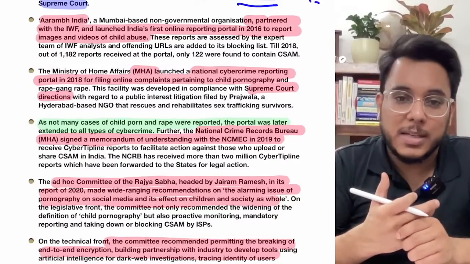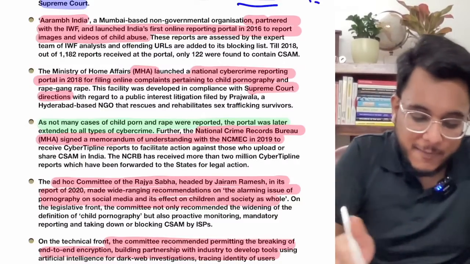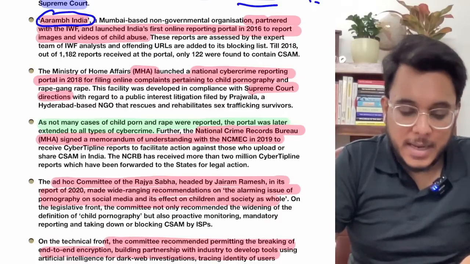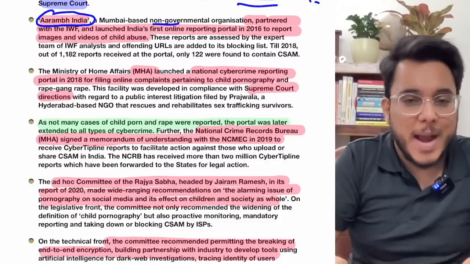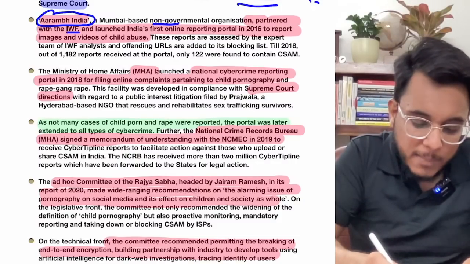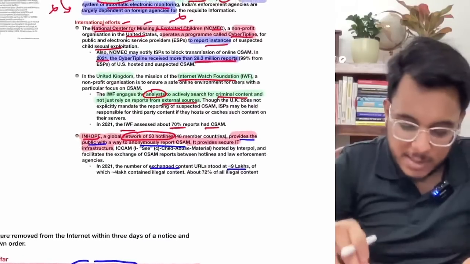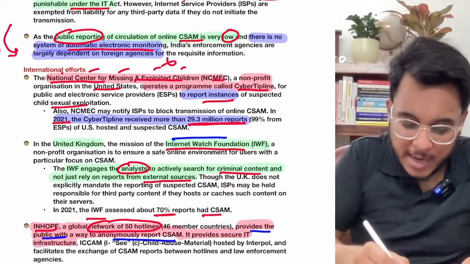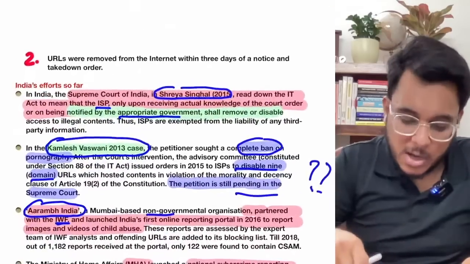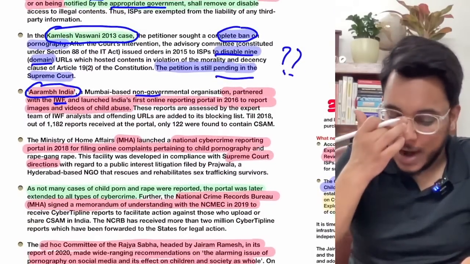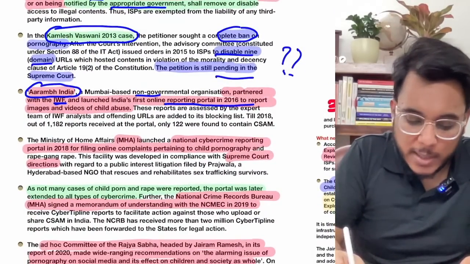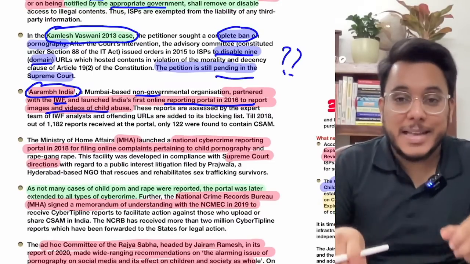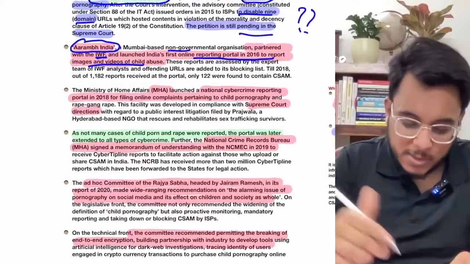Now, when we talk about civil societies in the context of India, we have the Aarambh India initiative. Aarambh India is a Mumbai-based NGO and it has partnered with the IWF. If you remember, we have discussed the IWF already, that is the Internet Watch Foundation, and it is UK-based. So Aarambh has collaborated with the IWF and launched an online reporting portal in 2016 to report child abuse and child pornographic materials if they are there.